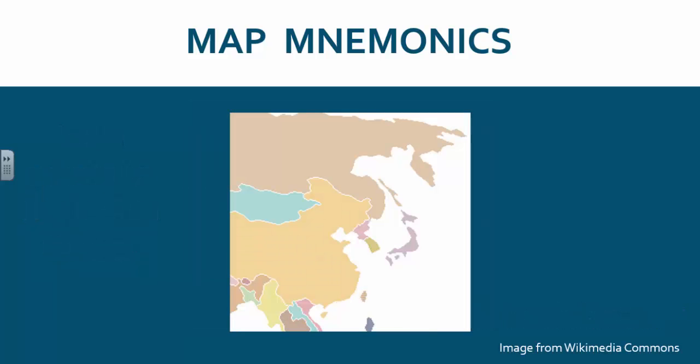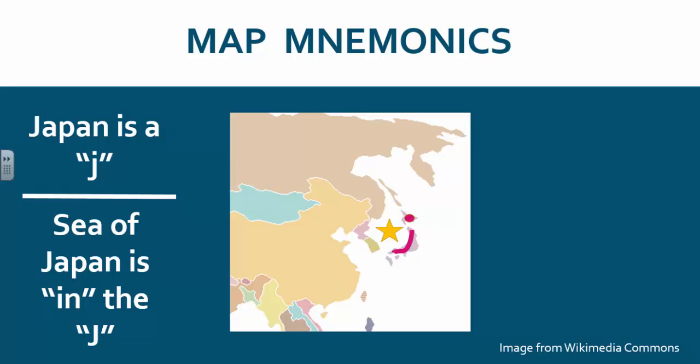Another mnemonic is Japan. Japan looks a lot like a lowercase j, the northern island being the dot of that j. While we're here, the Sea of Japan is in the j. It may seem obvious that the Sea of Japan is next to Japan, but some of our students will completely miss that unless we point it out to them.